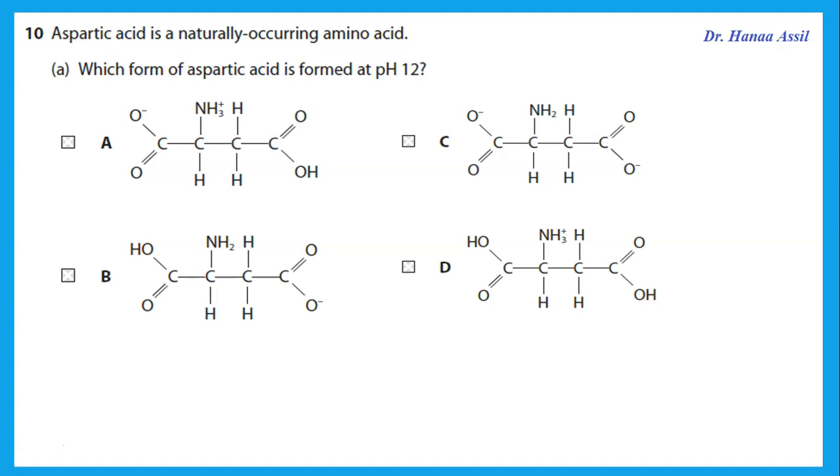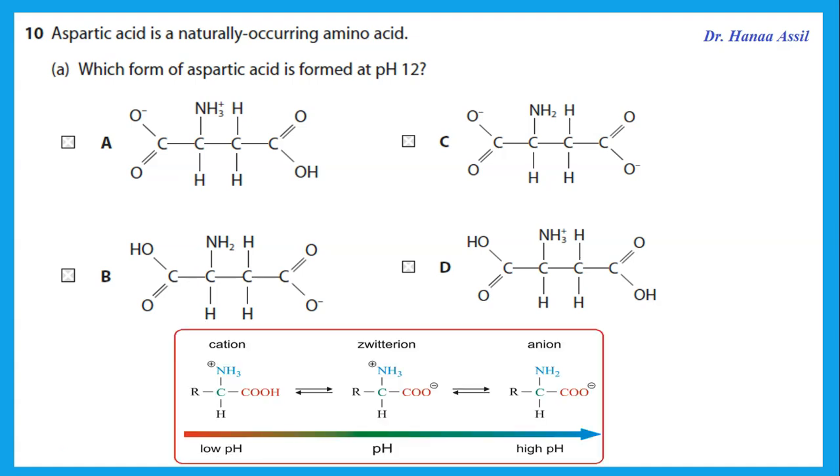Aspartic acid is a naturally occurring amino acid. Which form of aspartic acid is formed at pH 12? Now remember, this is an amino acid. Amino acids in neutral pH occur in the form of a Zwitter ion, in which the amine part is NH3 plus and the acid part is COO minus. So that is at neutral pH.